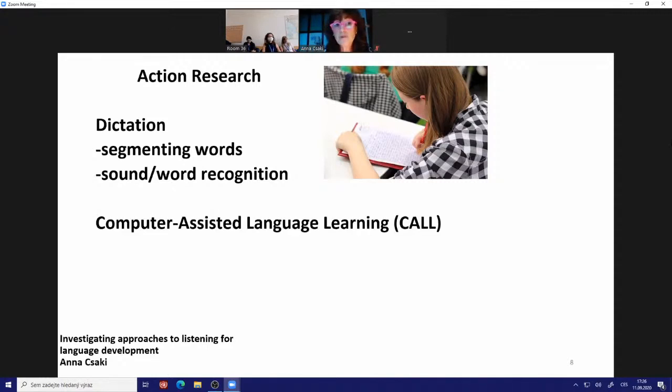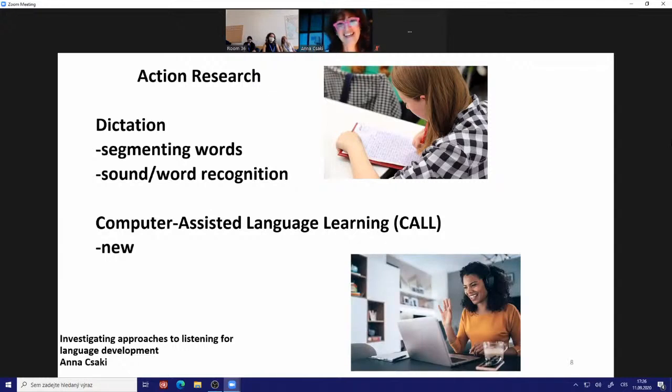And the other approach I was interested in was computer-assisted language learning, CALL. Why? Well, because it was new to me, and so I was curious, and also because our university had purchased a number of licenses, and I had been asked to oversee the use with this particular group of students, and so I wanted to investigate how it worked.